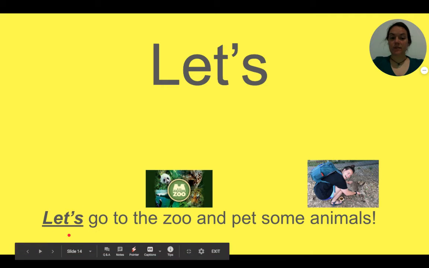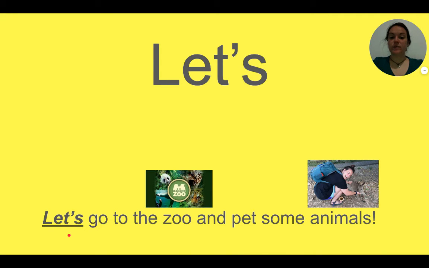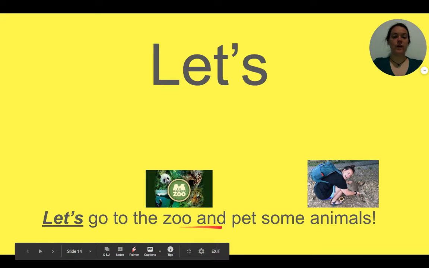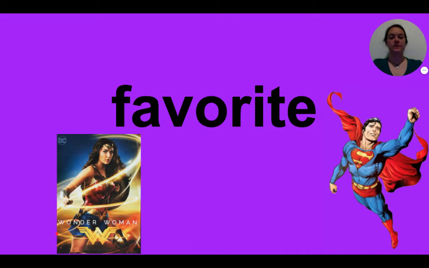And here's an example of using the word let's in a sentence. Let's go to the zoo and pet some animals. Look, here's Miss Sherman. She's petting a kangaroo. Let's. So it could be let us go to the zoo and pet some animals.